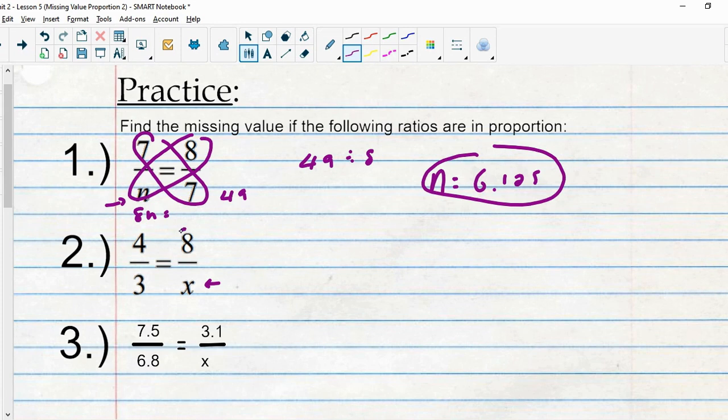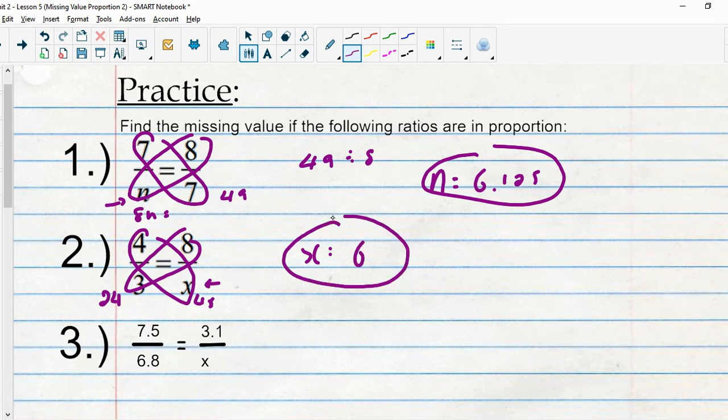Okay. All right. So here we're going to do 8 times 3. That's 24. 4 times x is 4x, right? 4 times a number. So, okay, 4 times what gives you 24? All right, no calculator needed. Yeah, 6, right? So this one's a whole number, okay? Just trying to keep you guys on your toes.